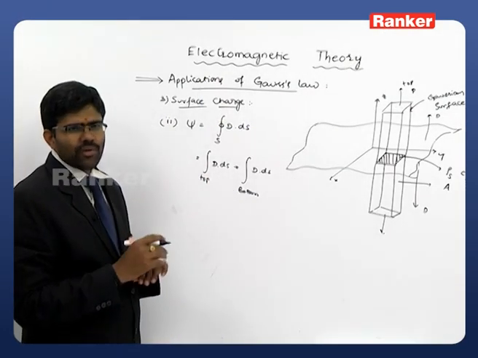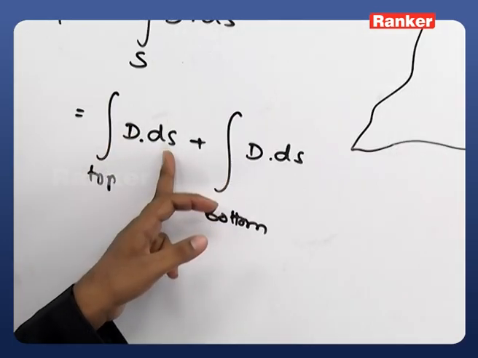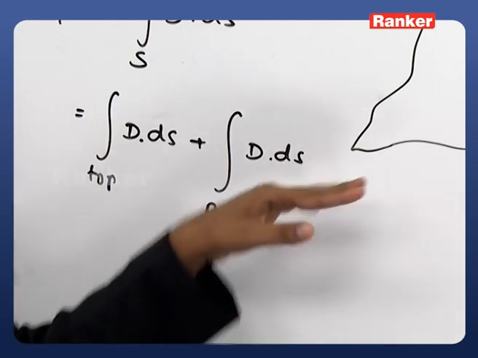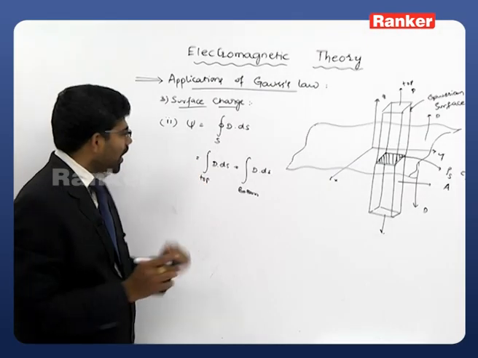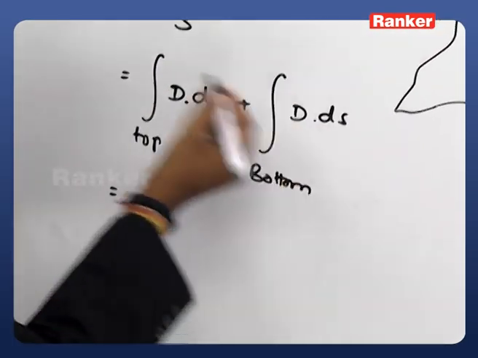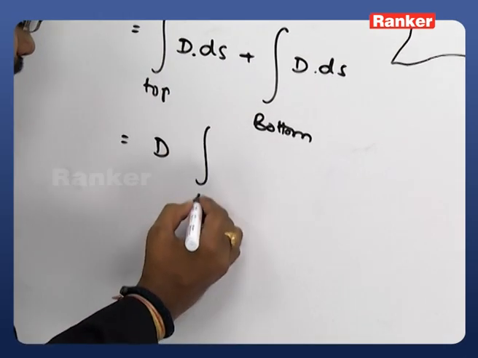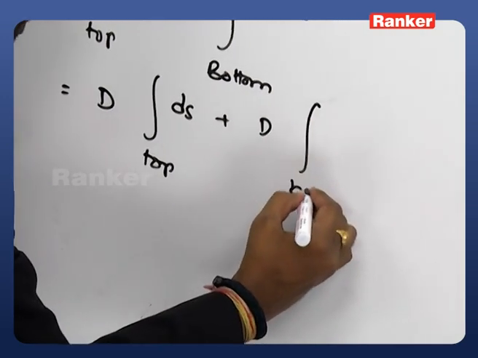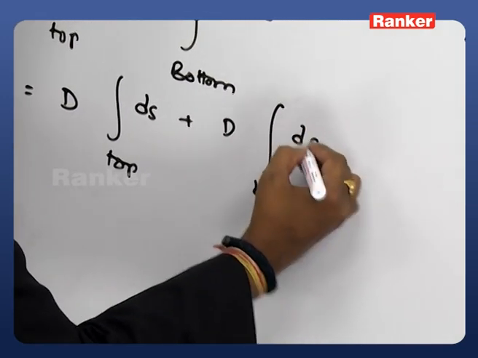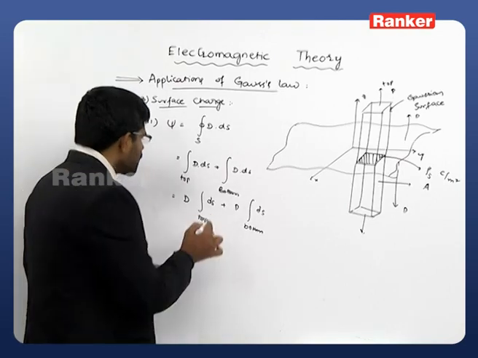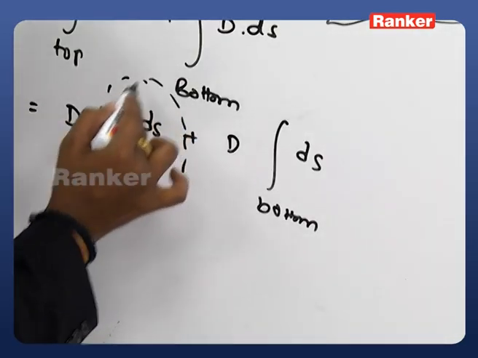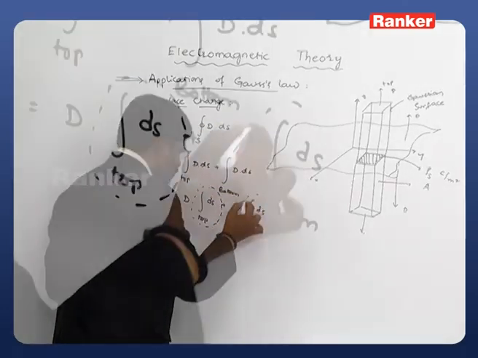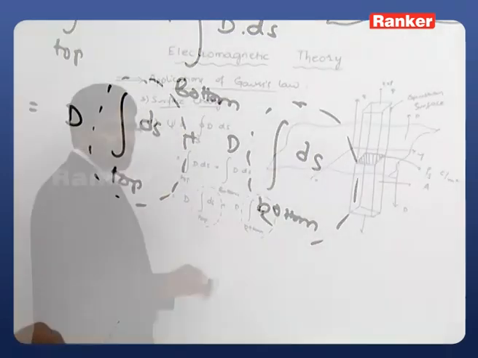And directly observe, don't go for any directions. D and dS are in the same direction, that is normal to the sheet. Here also D and dS are in the same direction, normal to the sheet, right? So I'll take D out from the integration. So this is D top integral dS plus D bottom integral dS. We just need to observe what this particular quantity is. Integral dS will give us the surface area of the top. Integral dS will give us the surface area of the bottom.